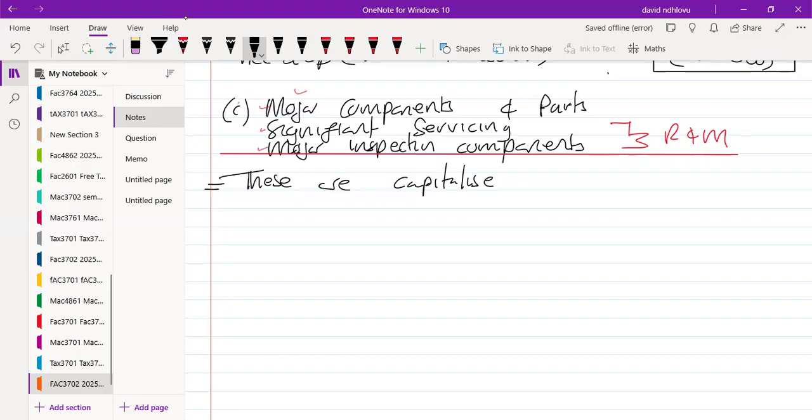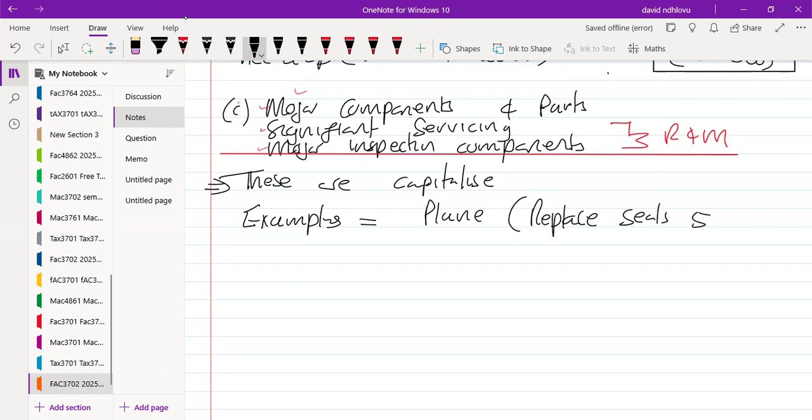These are capitalized. Examples here: let's say you have a plane, but this plane you need to replace seats, say every 5 years. But the useful life of the plane is 30 years.